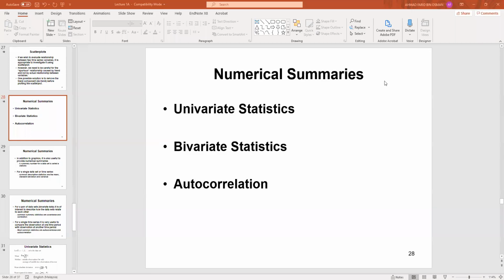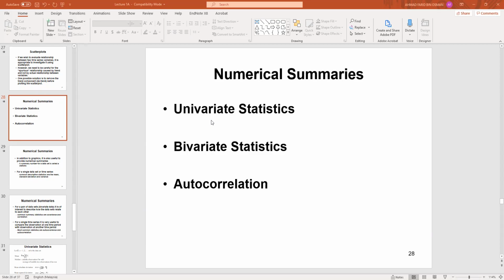Okay, so in addition to graphical summaries, you also can use numerical summaries. So we can either use univariate statistic, bivariate statistic, and autocorrelation. Univariate statistic is for the single series. Univariate means that only one variable. So it is single series.